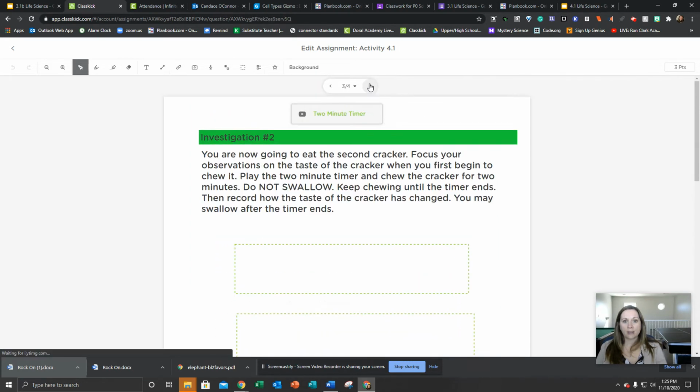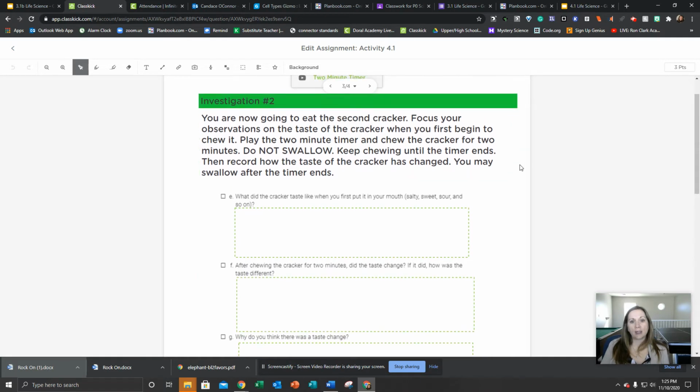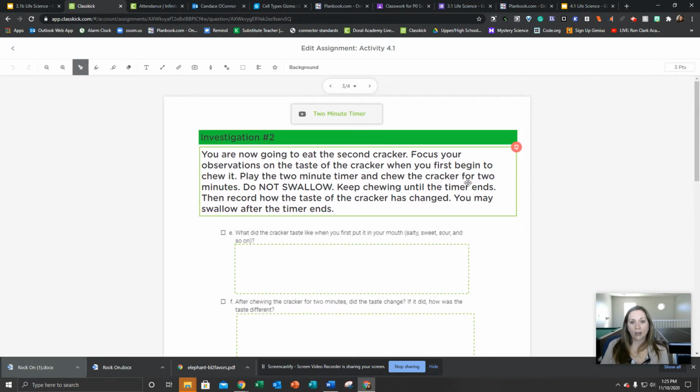Then you're going to go to the next slide. You are going to go ahead and take your second little piece of cracker. You're going to focus this time on the taste of the cracker, and you are going to have to chew it for 2 minutes, which is going to feel like forever.